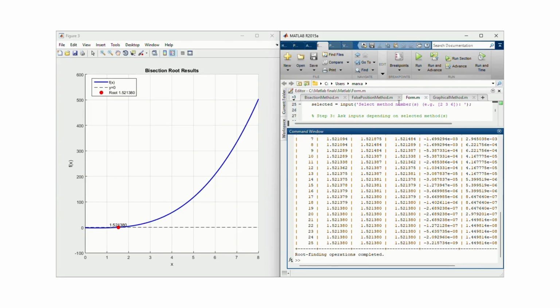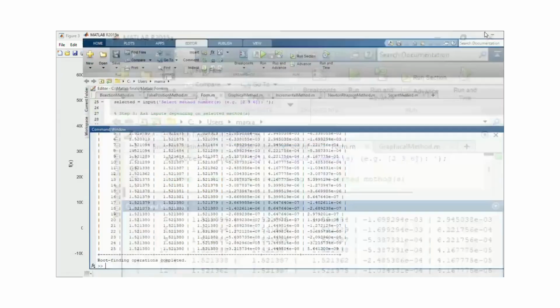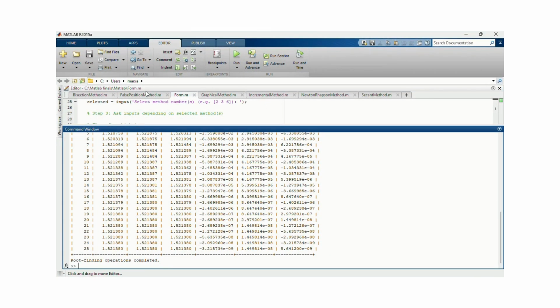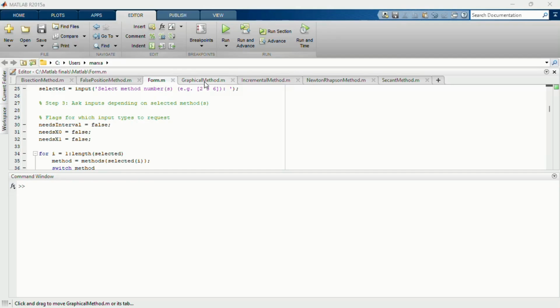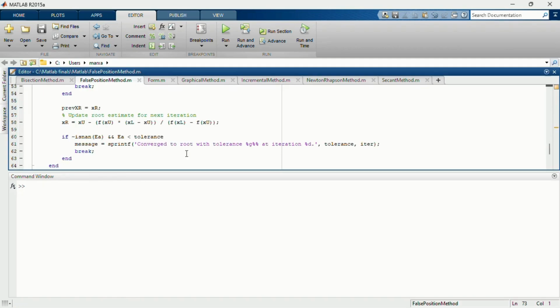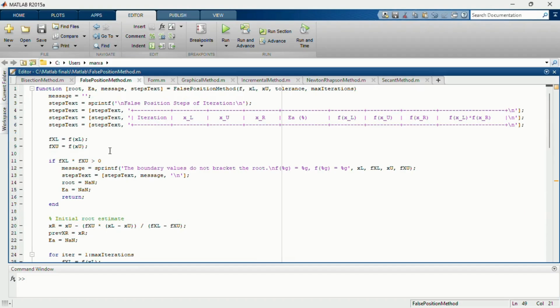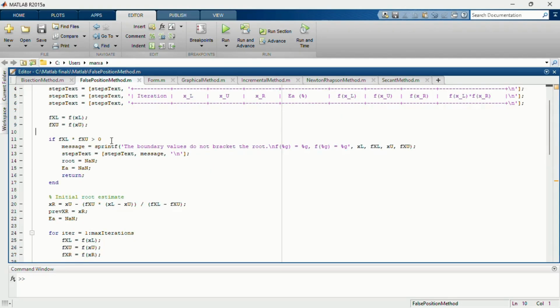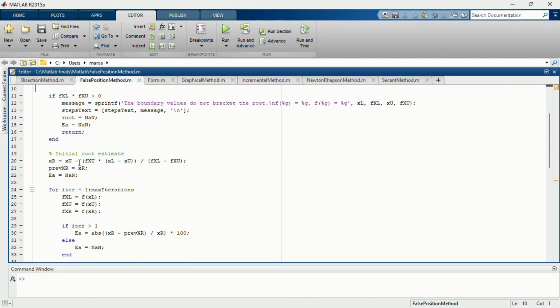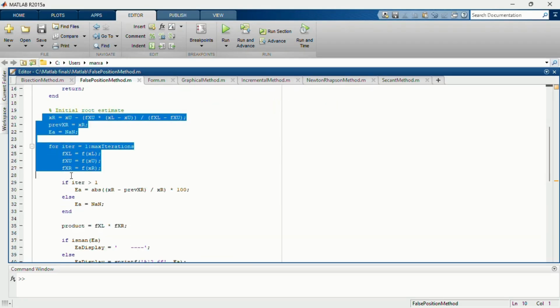Now we'll move on to the false position method. After the bisection method, let's move on to the false position method, where it displays the false position step-by-step iteration table, and here's the initial root calculation.